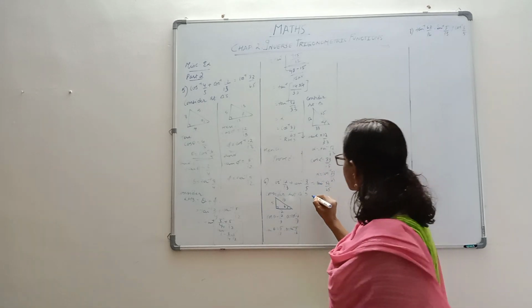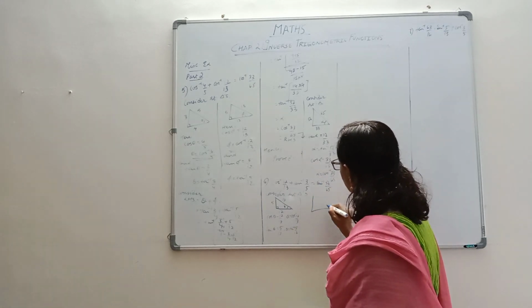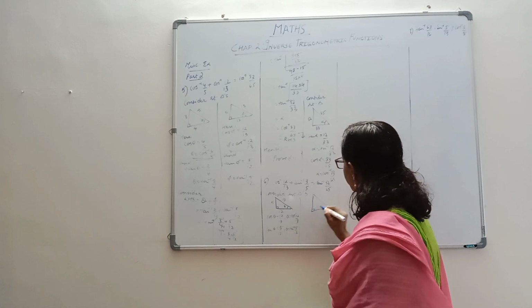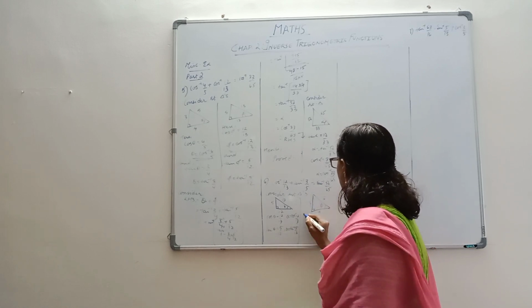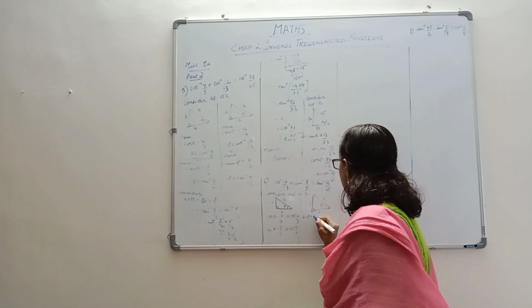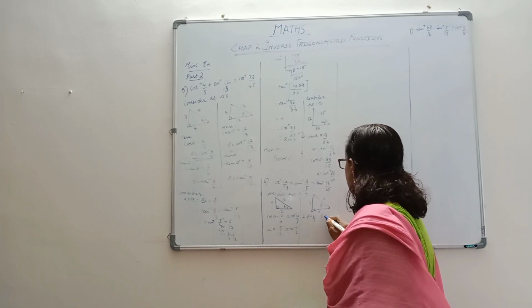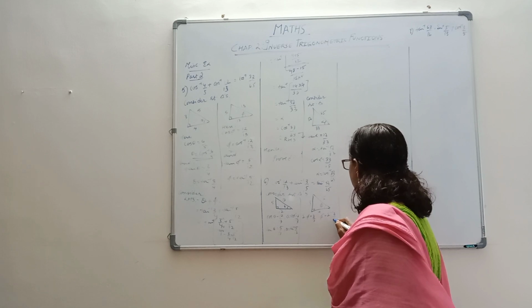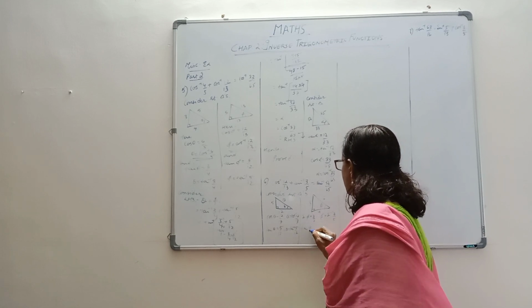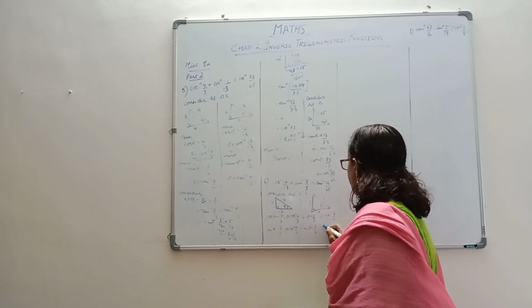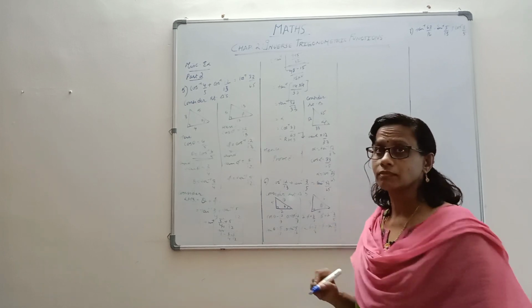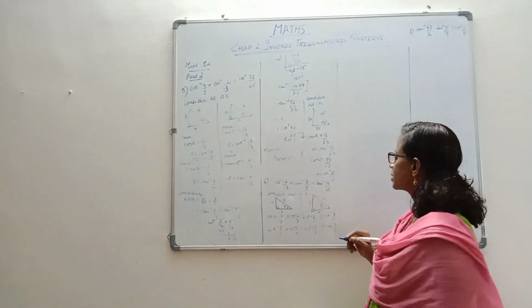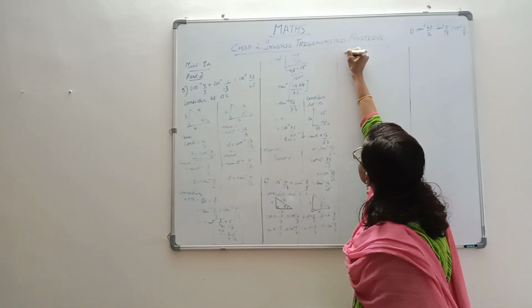Now, the next triangle is with phi. Okay, 3, 4, 5. Sin phi is 3 by 5, so phi is sin inverse of 3 by 5. Tan phi is 3 by 4, so phi is tan inverse of 3 by 4. So that's how we have all this ready. Now we consider the LHS.